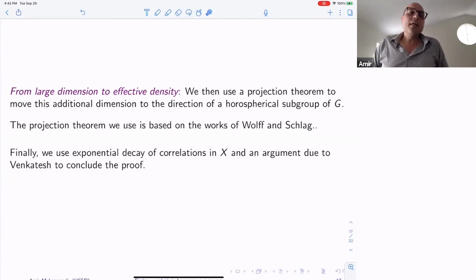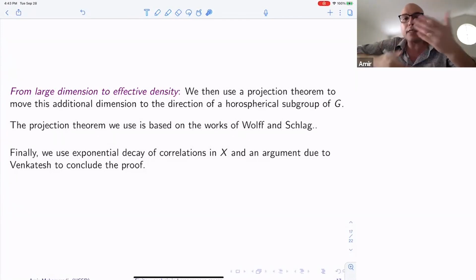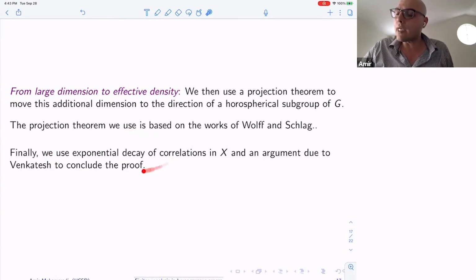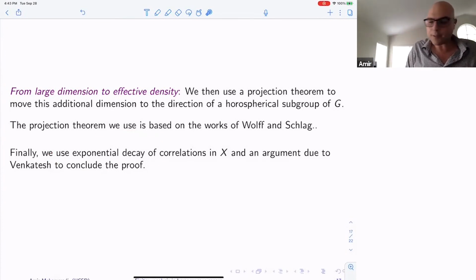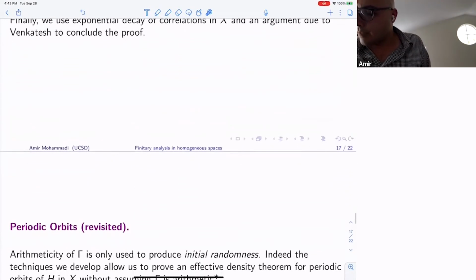And finally, after we have projected this to a direction that we like, we use some argument due to Venkatesh, I think in his thesis perhaps, to somehow show effective density. This one uses exponential decay of correlation, but only for the ambient space, which is always there. It's very different from uniform spectral gap. The uniform spectral gap that I mentioned was about the periodic intermediate orbit. This is decay of correlations for the ambient space. You always have it.